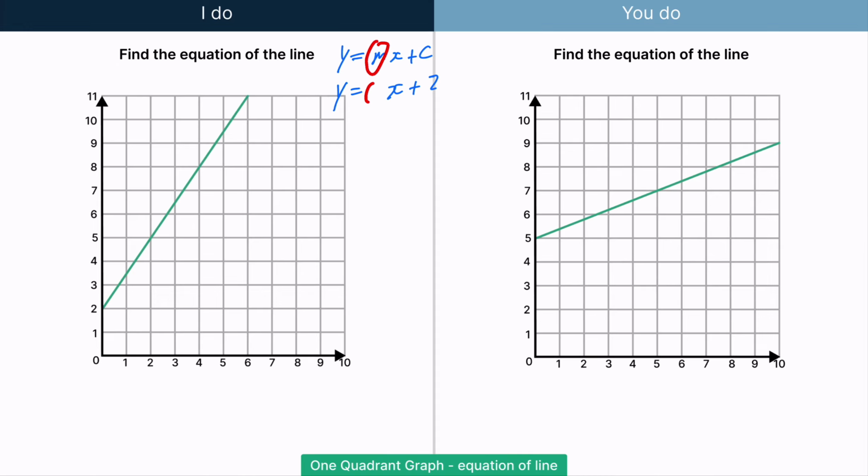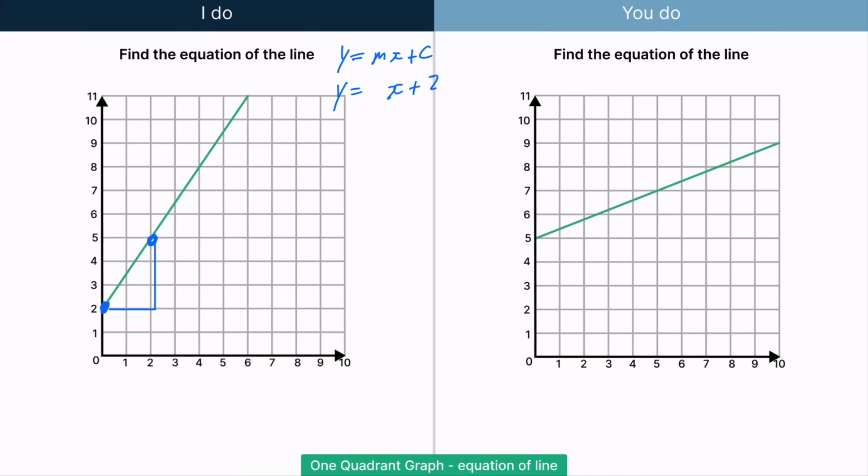M is the gradient. Now to find the gradient, we pick 2 nice points on the line. So we look at the green line, and what I mean by a nice point is this would be a nice point because it's easy to read off both sides, okay? What wouldn't be a nice point would be something like this, because you can't quite read that off down here, okay? So the nice points on this line would be that one, that one, that one, and that one. Now you pick any 2 and you draw a triangle, so you could draw a triangle like this, or like this, or you could pick these 2. So I'm going to go with that point there, and that point there, and I'm going to draw my triangle.